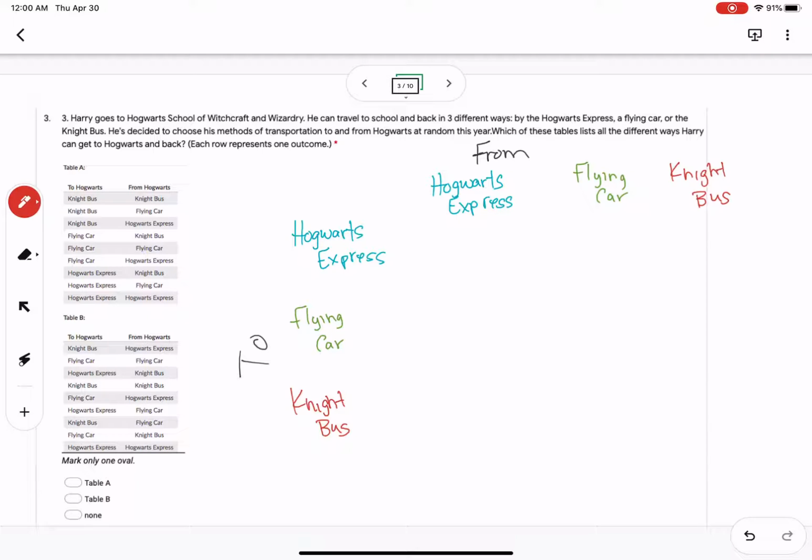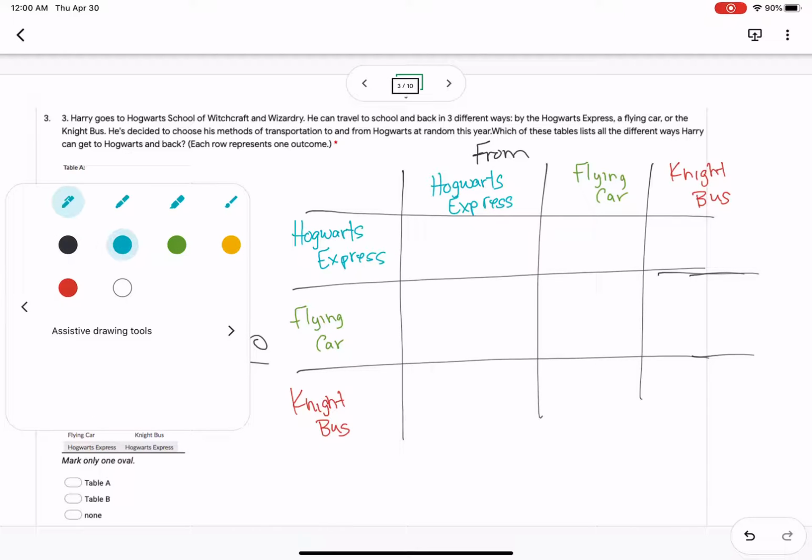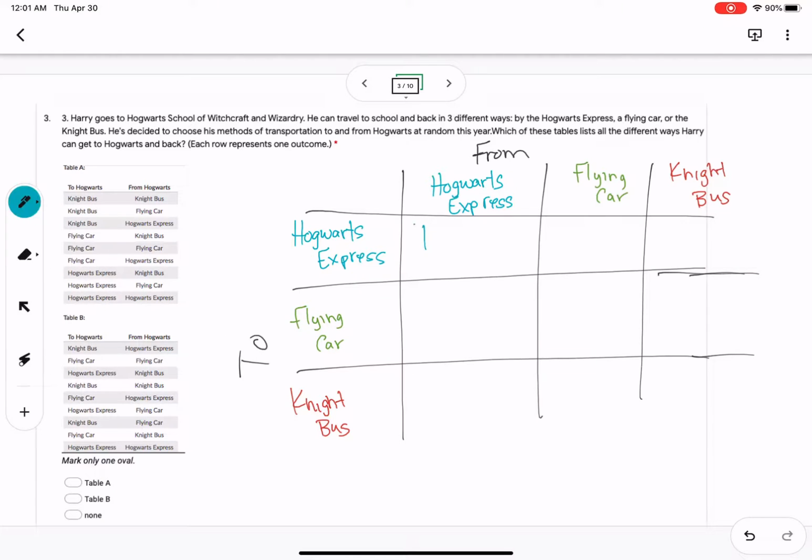Okay, now this kind of makes a nice little grid, which they did do in those videos for y'all. Okay, so we got our to and our from here. Now that I've got those colors, I'm just going to represent them that way. So he could go to using the Hogwarts Express, and then he could come back using the Hogwarts Express, right?